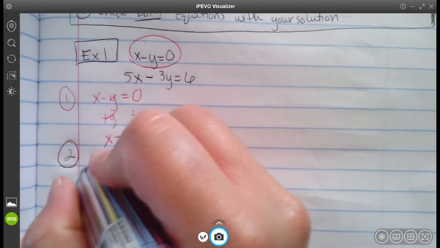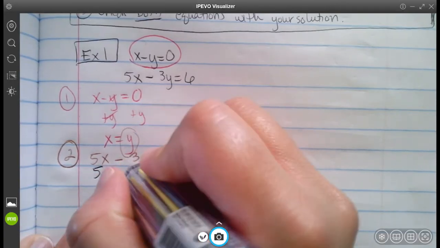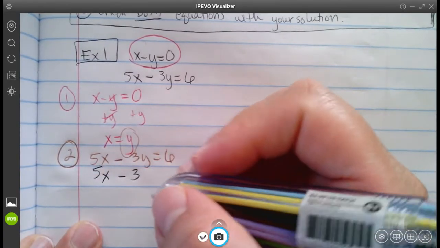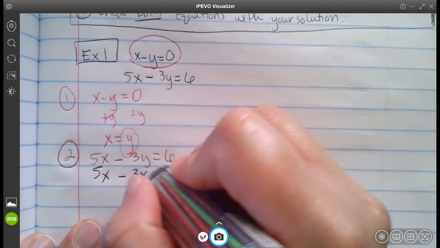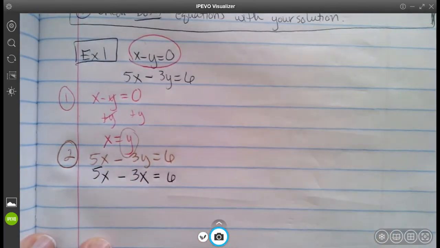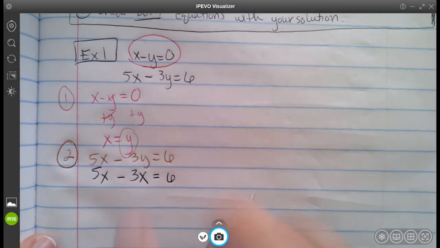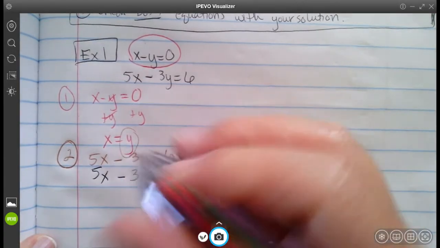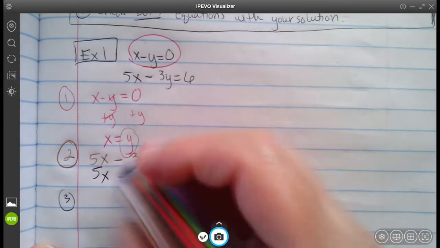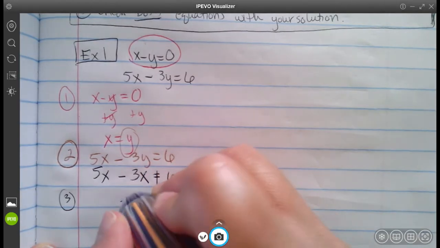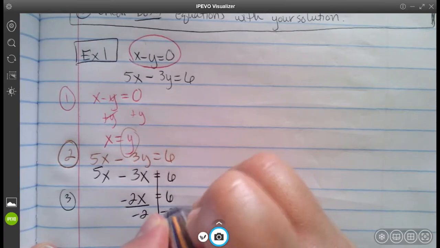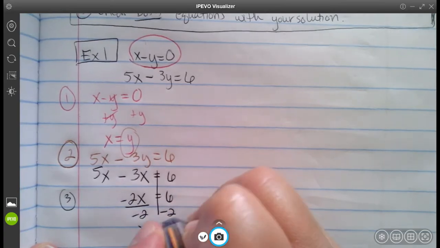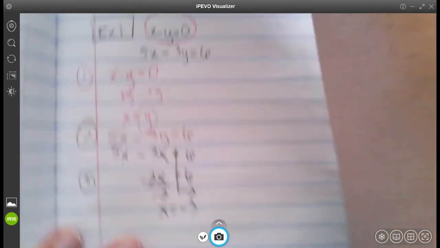So 5x minus, oh, looks like I did it backwards. That's okay. In this case, I'm going to plug in x for my y. So 5x minus 3x equals 6. Okay, solve. That's step number 3. So 5x minus 3x is 2x, which equals 6. Divide both sides by 2, and we get x is equal to 3.